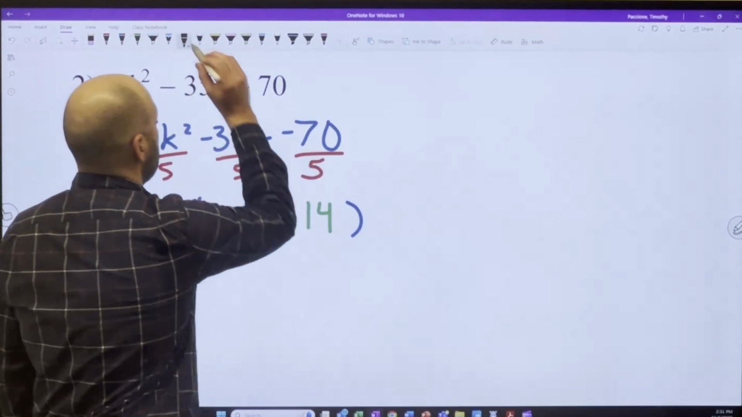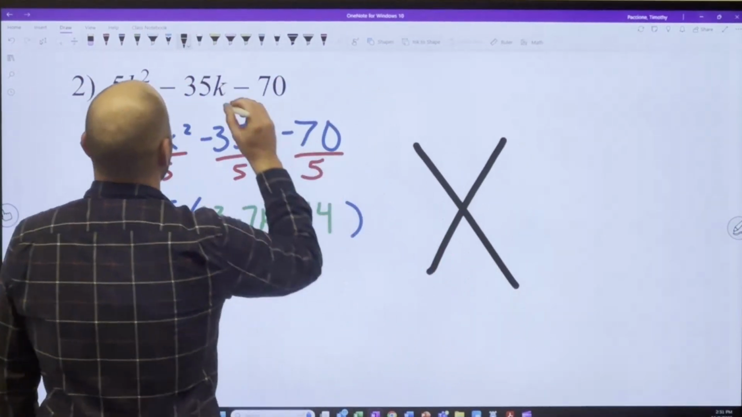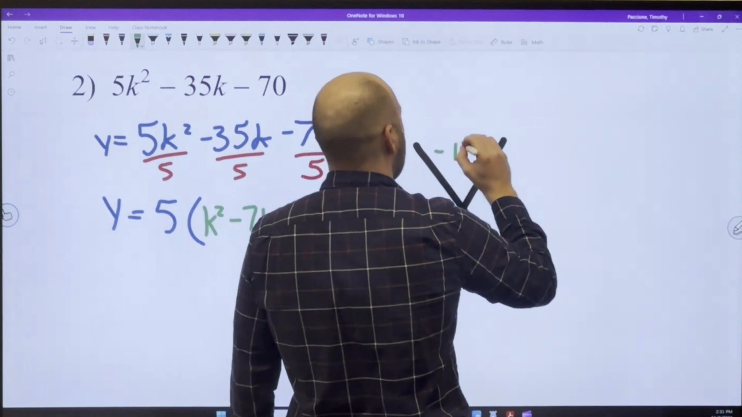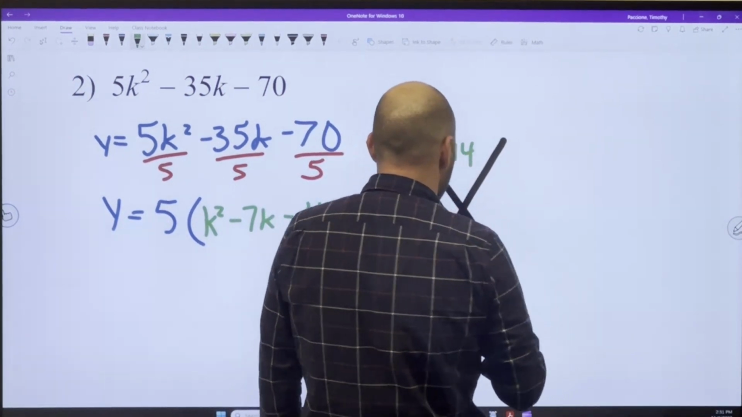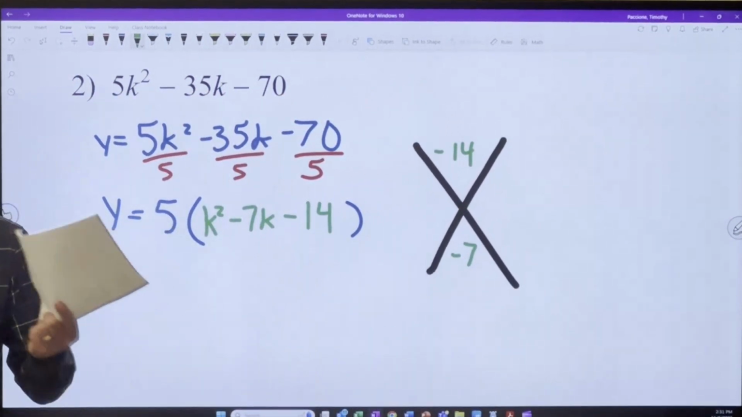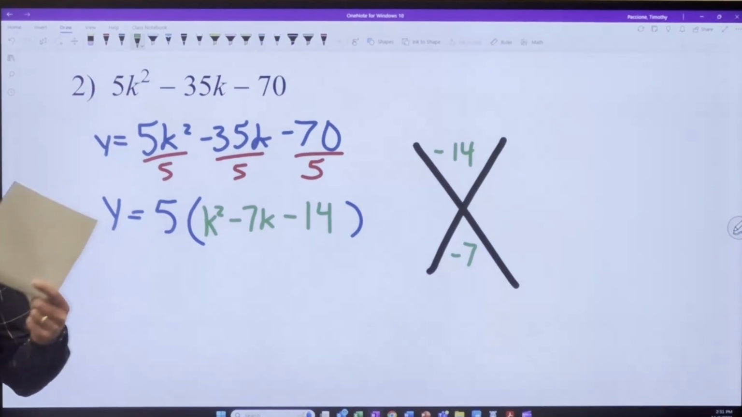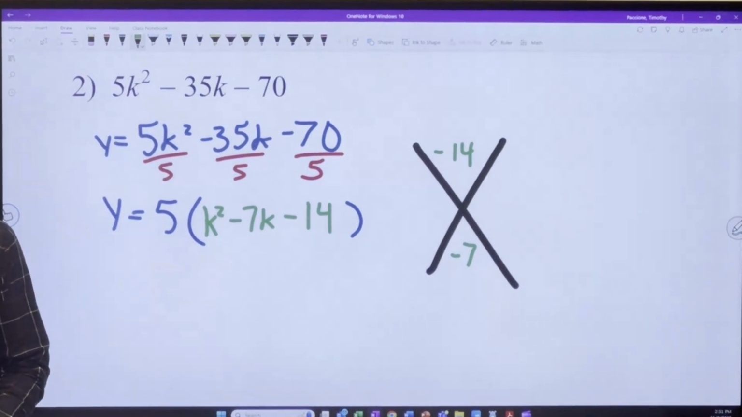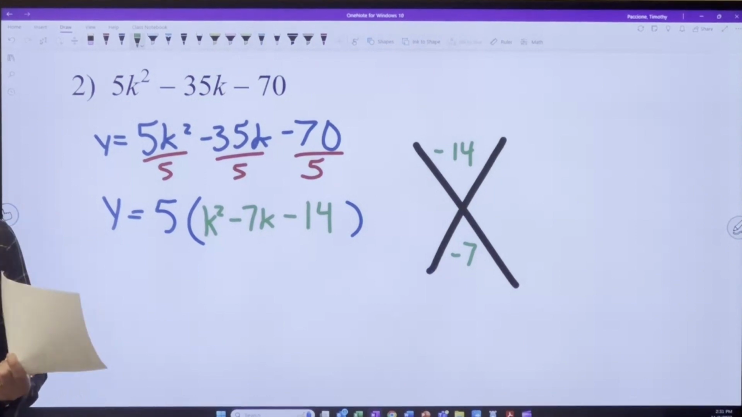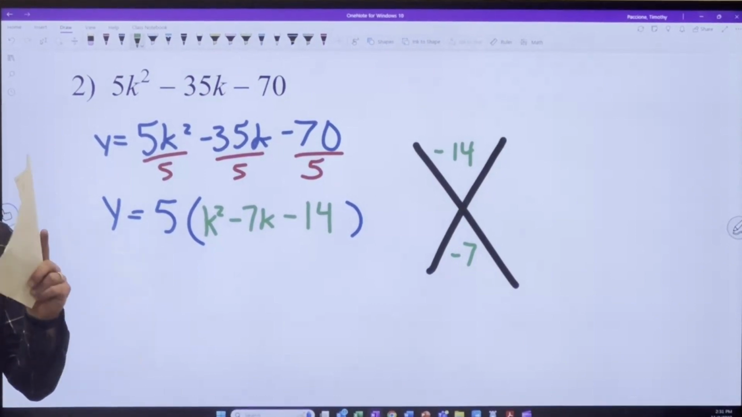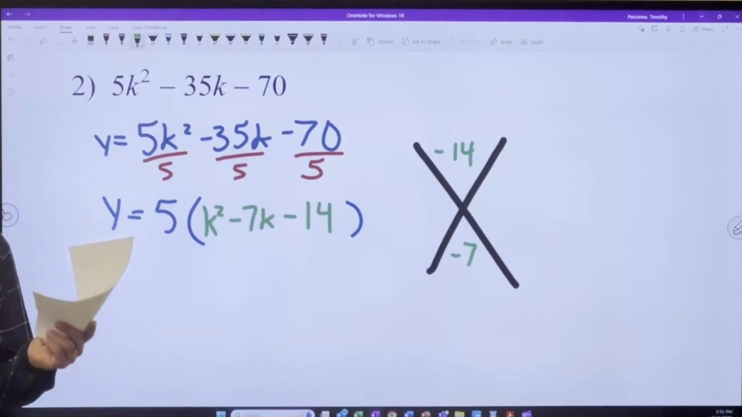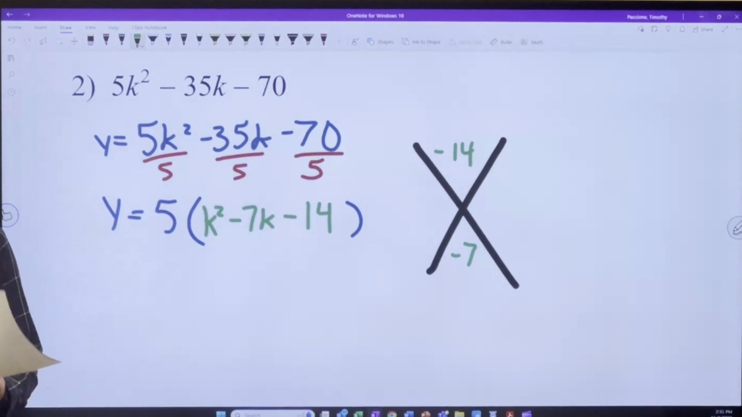I go, okay, well, I got minus 14 on the top and minus 7 on the bottom. So I need to find combinations that multiply to give me negative 14, and add to give me negative 7. Sometimes it's really easy. You're like, oh, it's boom and boom, 6 and 2. Sometimes you just can't get there. If you just can't get there, you got to eliminate all your possibilities.